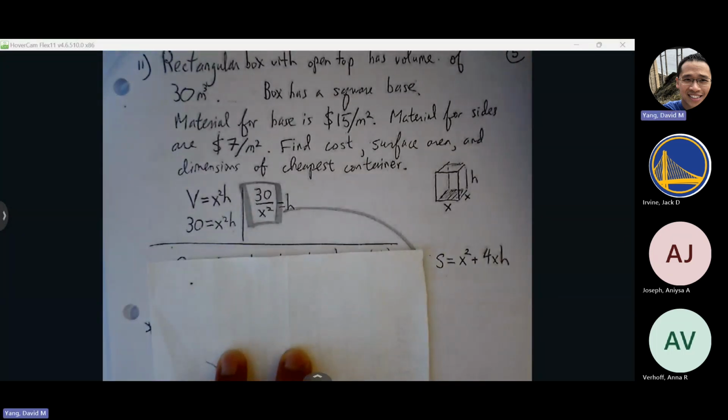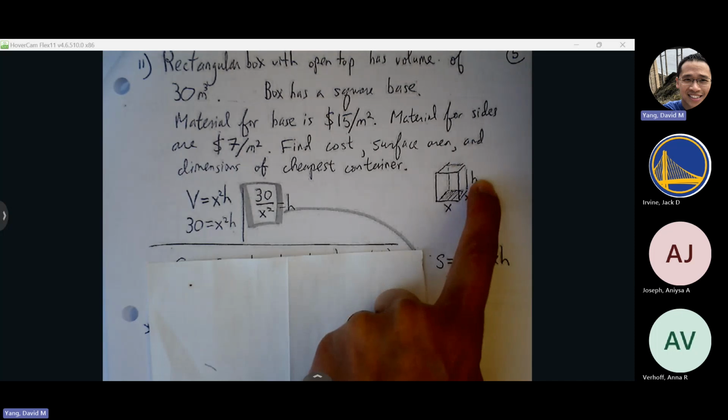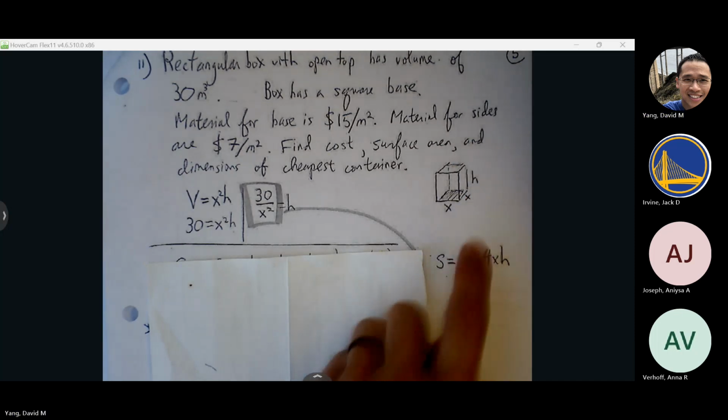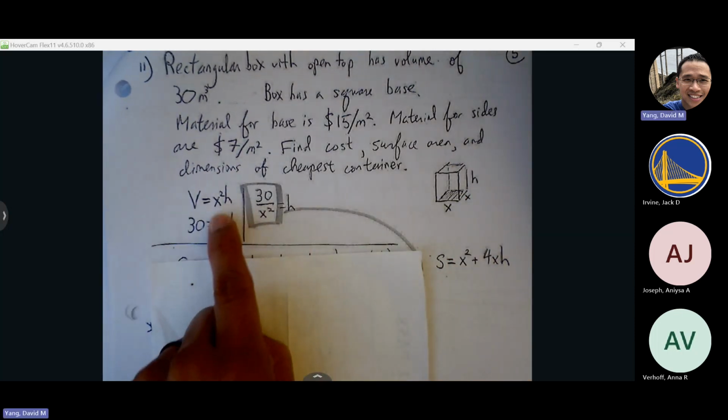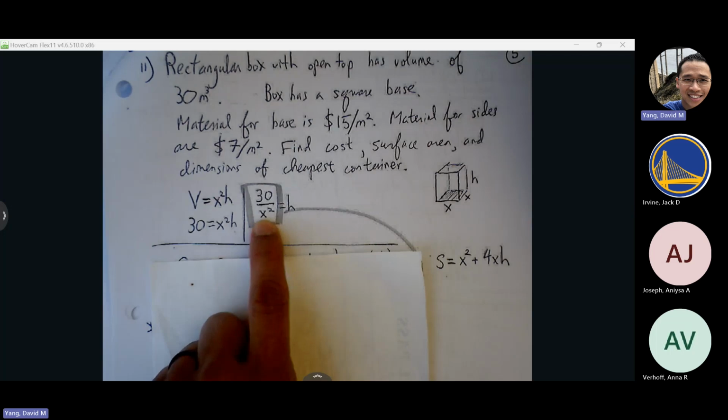Square base, so I can make my base x and x. Height, I'll use a different variable, h. Volume is x squared times h. We have a restriction with volume. Volume is 30 square meters. If I solve for h, it's 30 over x squared.